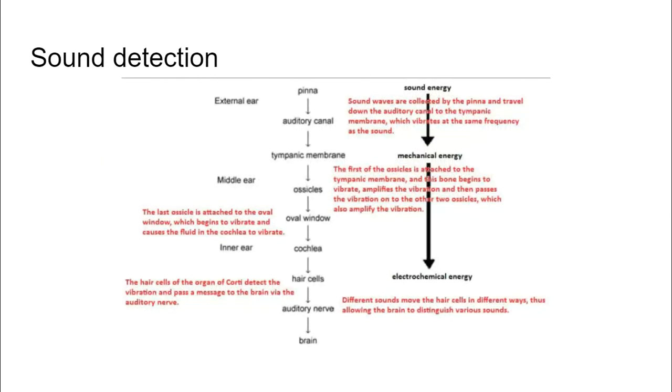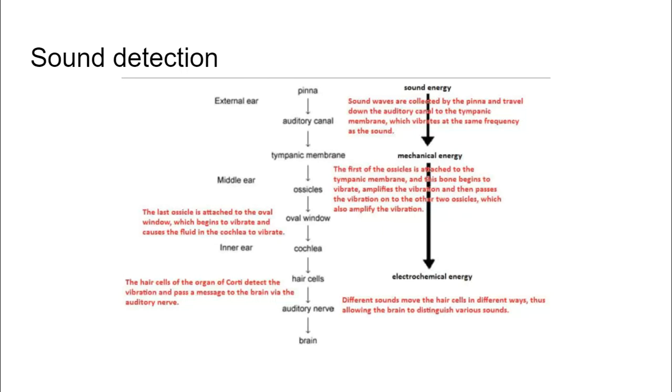So to detect sound, the pinna needs to collect the sound waves, and they travel down the auditory canal to the tympanic membrane, and this vibrates at the same frequency as the sound. So it's kind of like the cover of a drum. From the tympanic membrane, the first of the ossicles is attached, and this bone begins to vibrate. This amplifies the vibration and passes it onto the other 2 ossicles, which again amplify the vibration.